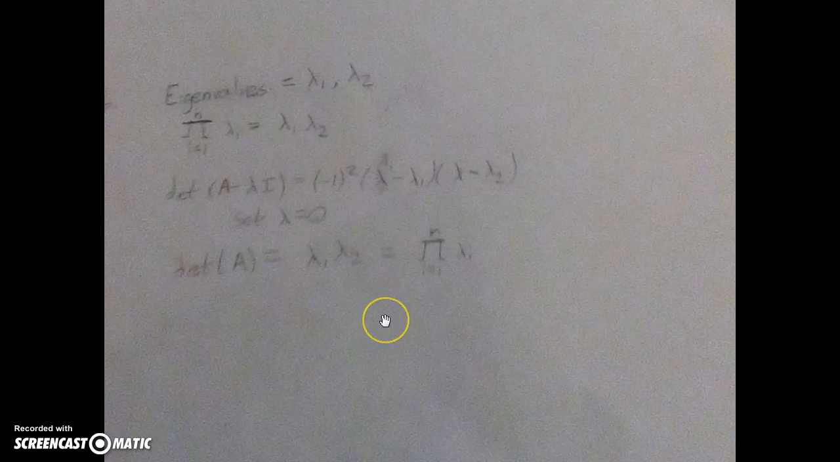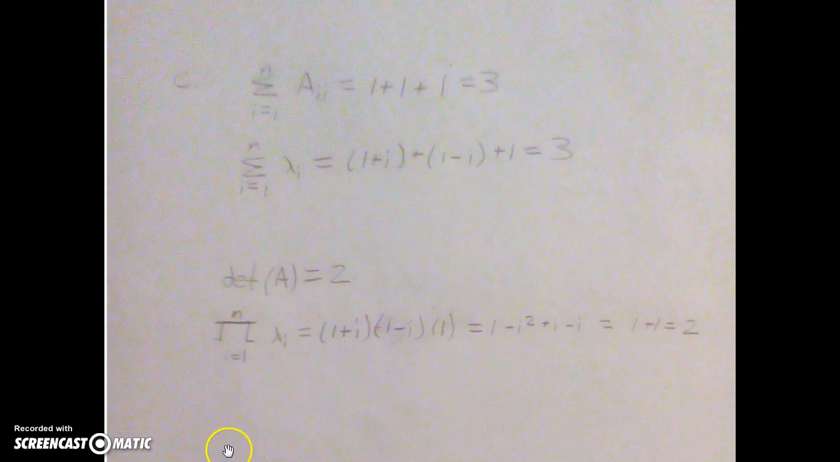So now we want to multiply the eigenvalues together, and the eigenvalues were 1 plus i times 1 minus i times 1. And then when you do that, you get 1 minus i squared plus i minus i. And so plus i and minus i cancel out. Minus i squared becomes just positive 1. So then it becomes 1 plus 1, and you're left with 2, which is the determinant. And that's the end of the problem.